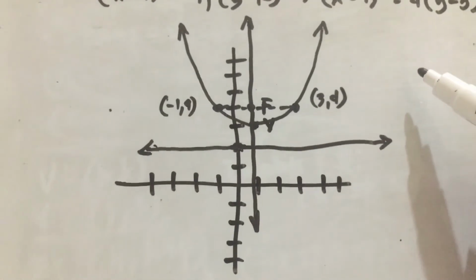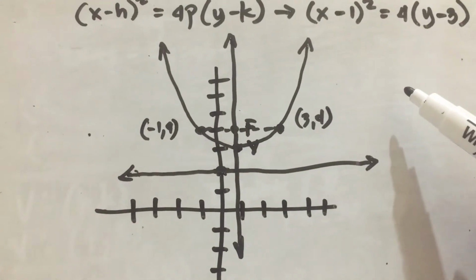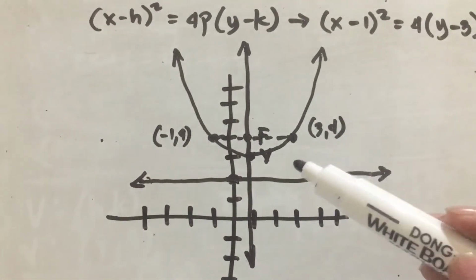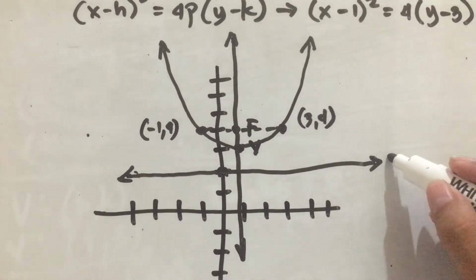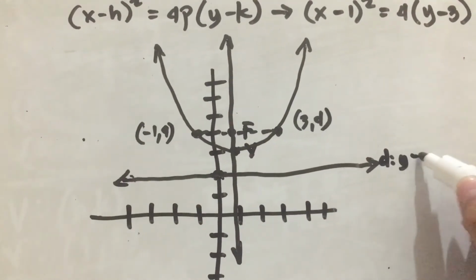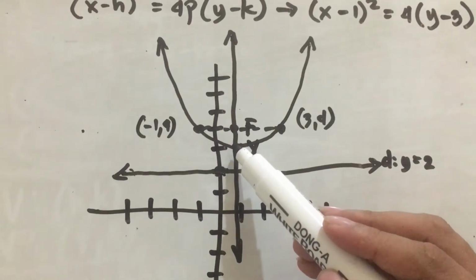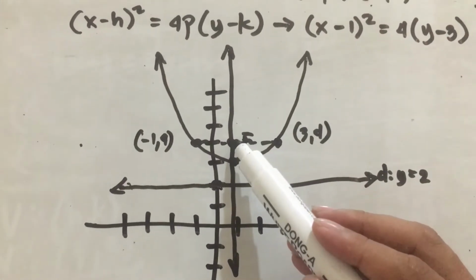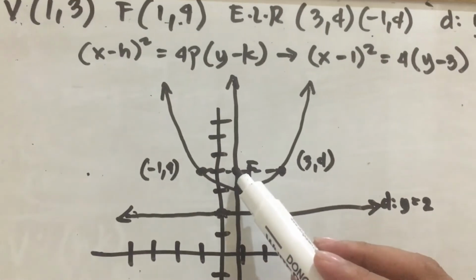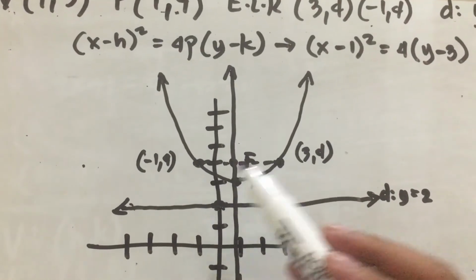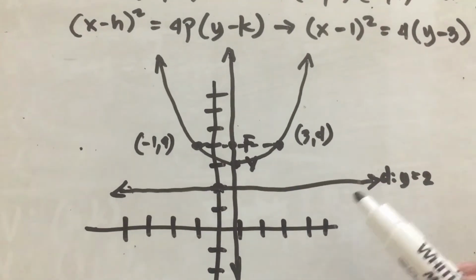So, if you observe, that is the graph of the equation. Again, this is your directrix, y is equal to 2. This is your vertex, which is (1, 3). This is your focus, which is (1, 4). These are the two endpoints of the latus rectum.